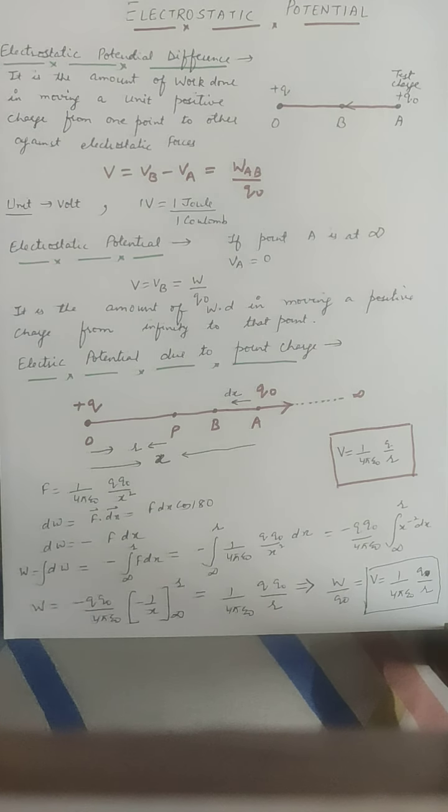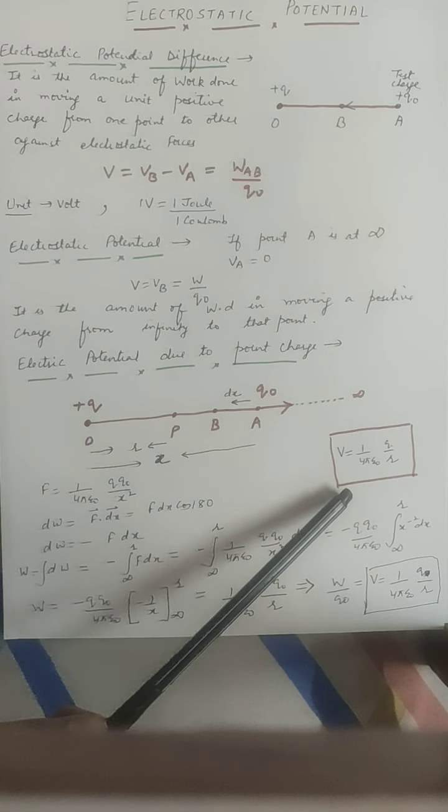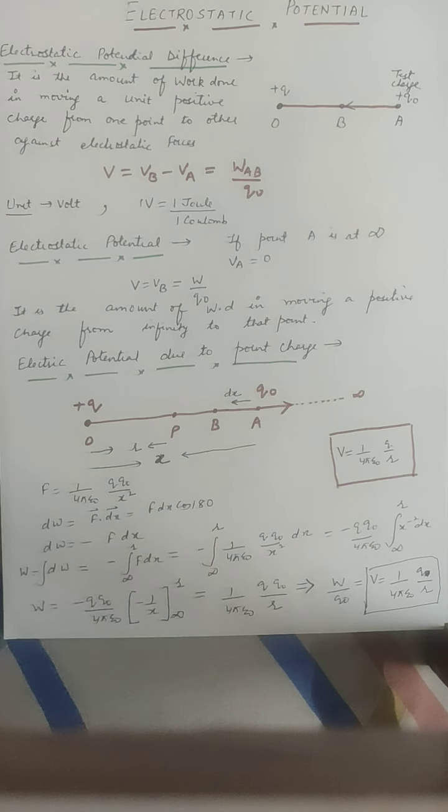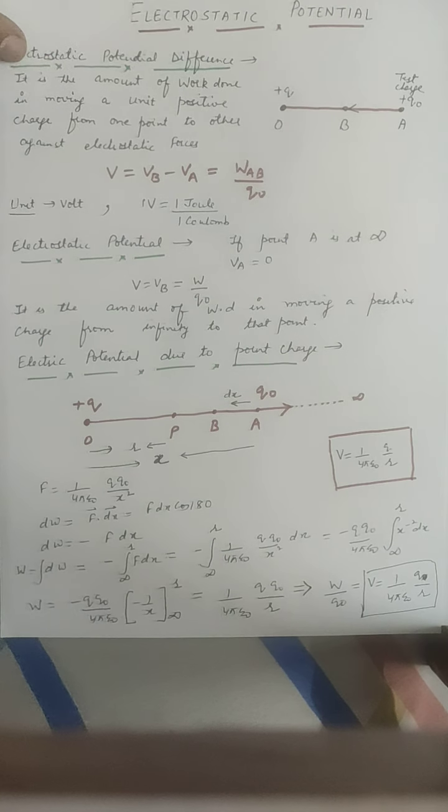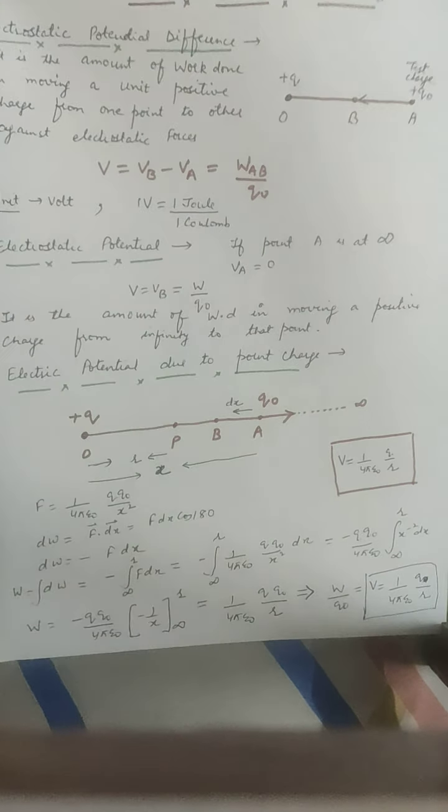That means we have derived the formula for the electrostatic potential due to a point charge, and it will be 1 upon 4 pi epsilon naught, q by r. Please remember that this is a scalar quantity. While solving numerical problems, the sign of the charge will be considered.